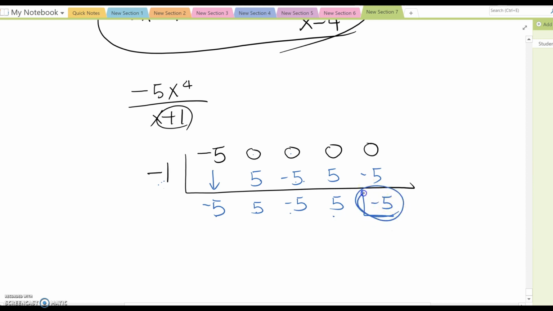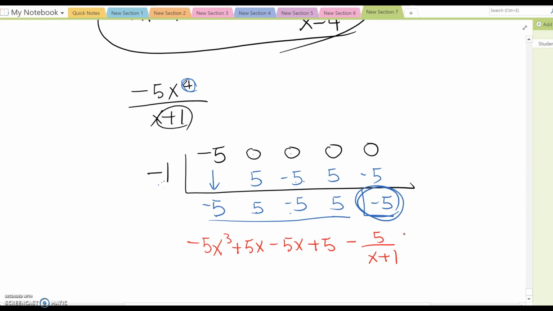And that is our remainder. And this will be our quotient. It began actually from the fourth power, so now the quotient becomes cubic power as the maximum. So negative 5x cubed plus 5x squared minus 5x plus 5, and then minus 5 over our divisor, x plus 1. Okay?